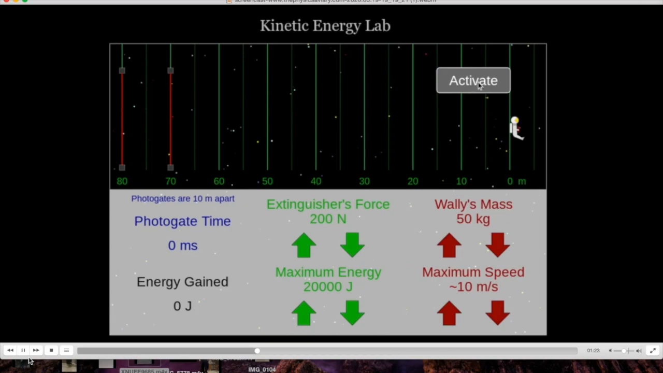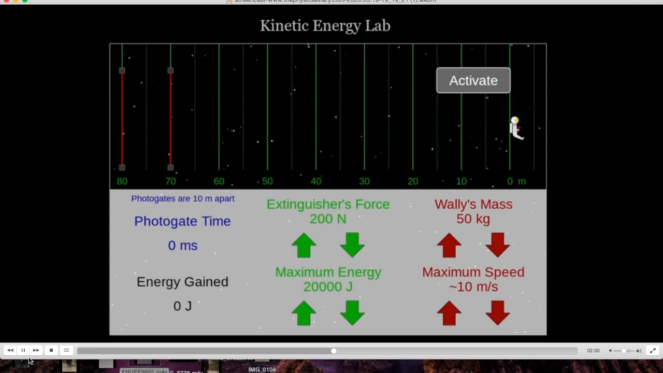And so once you have everything set up, we just press activate, and it'll calculate the energy gained. Now each time you press the activate button, you get a different value for energy gained. And so at the end of the experiment, we did 5 trials for each, since we realized that we were getting a different value each time. We did 5 trials for 5 different masses.